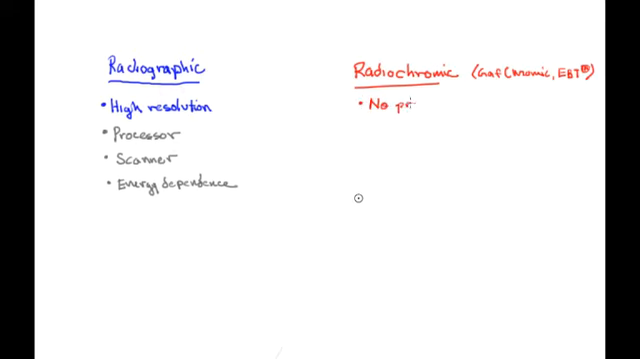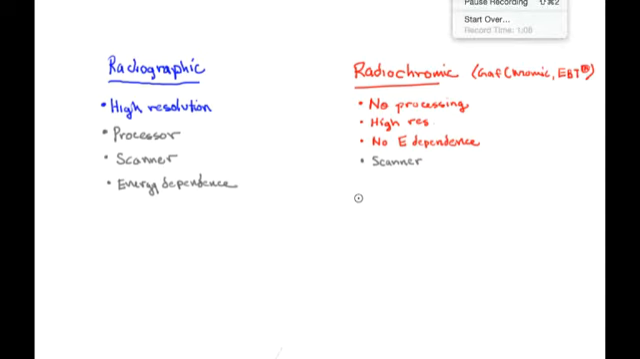There are several key advantages here. There's no processor needed. It happens naturally. You can leave it out in room light. There's a little bit of light sensitivity if you leave it out, but you don't need a chemical process or a darkroom. It has a high resolution, just like radiographic film, photographic kind of resolution. There's very little energy dependence for radiochromic film, so that's one of the key differences between these two films. You also need a scanner, and the protocol to turn the opacity into dose is a little more complex.